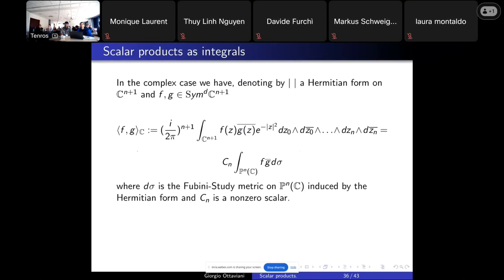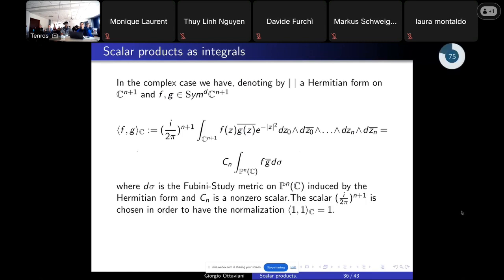But now assume that they are homogeneous polynomials, then they descend to the projective space. And it is beautiful that this is just, up to a scalar multiple, the product with the Fubini-Study metric, which is a unitary invariant again. Why? This scalar is chosen non-trivially just to have a normalization.